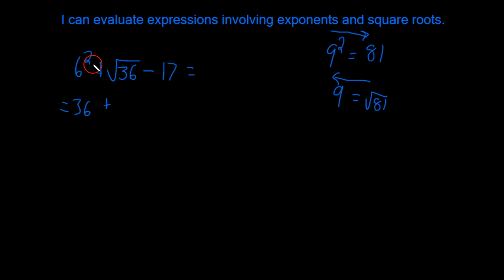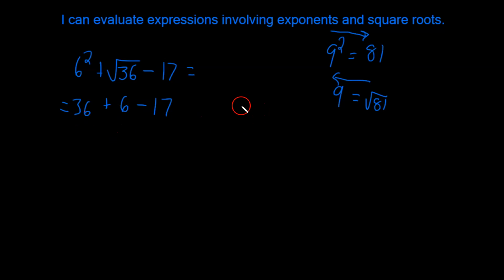So kind of convenient that this is right here. So what times itself gives us 36? Well, we know 6 times 6 gives us 36, so the square root of 36 is 6. All right, minus 17. And now let's just start adding.